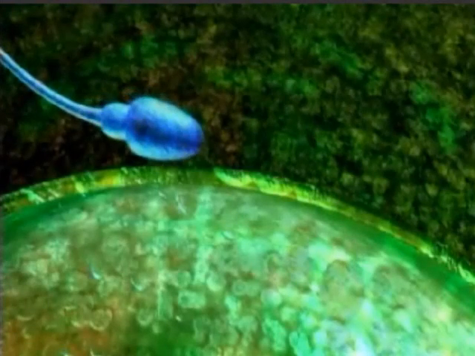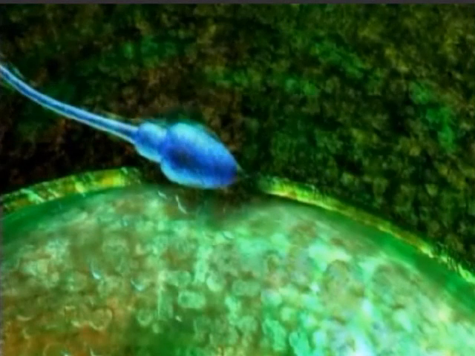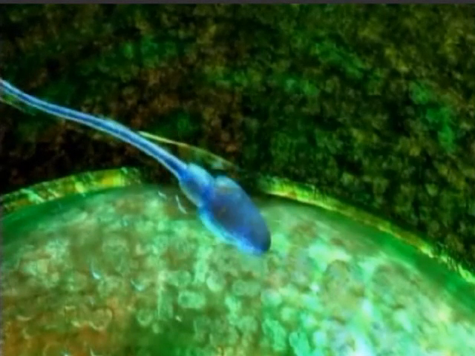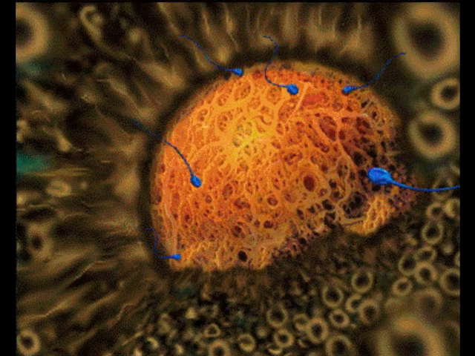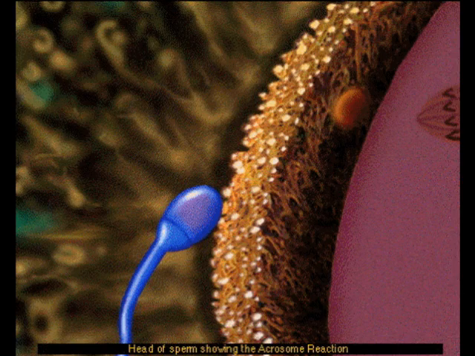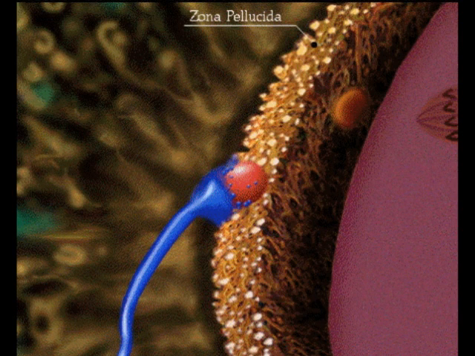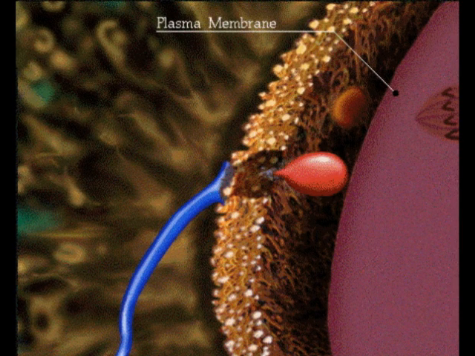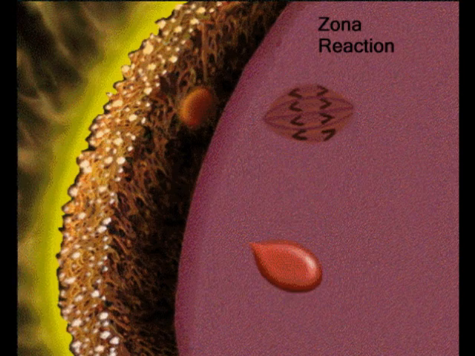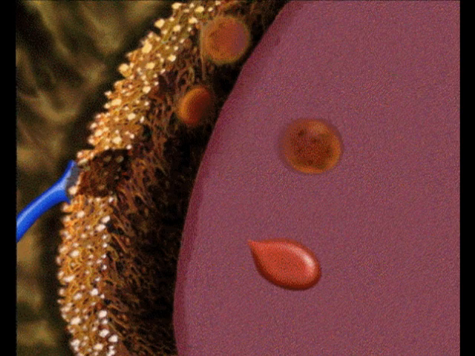Only one sperm manages to penetrate the zona pellucida. Now it binds the cell membrane, the vitelline membrane, penetrates it, and the vitelline membrane becomes also impermeable to other sperms. Here is the sperm losing its tail. Only the head enters. The zona reaction happens, preventing penetration of other sperms.